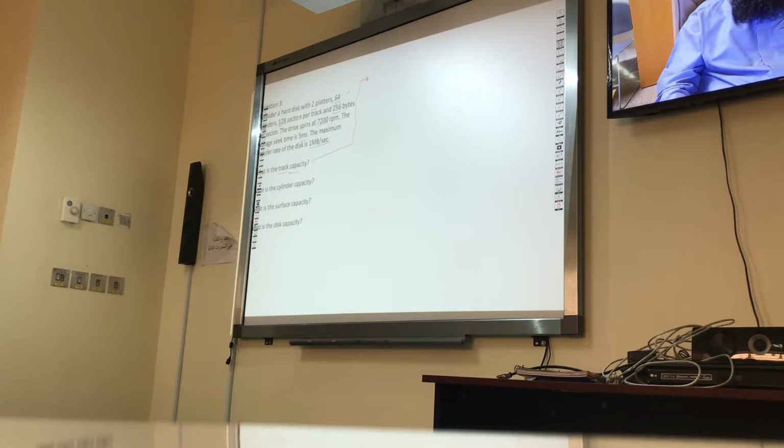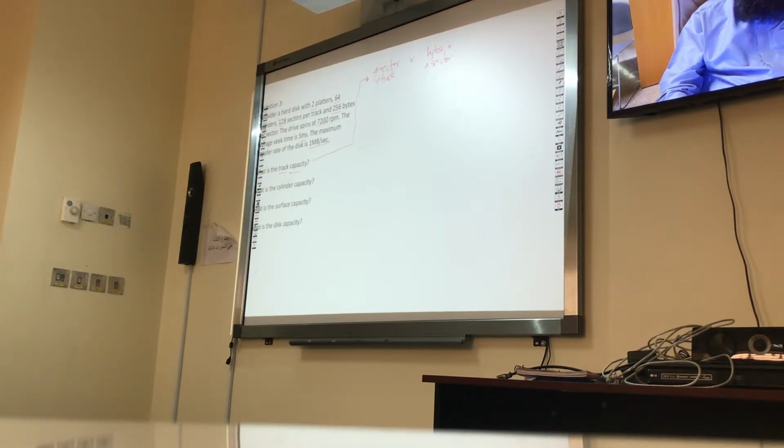Number of sectors. Okay, number of sectors in one track, multiplied by. So how many sectors do I have in one track? Multiply by? Sector capacity. Yes, that is, how many bytes in a sector? Bytes in a sector. Okay.